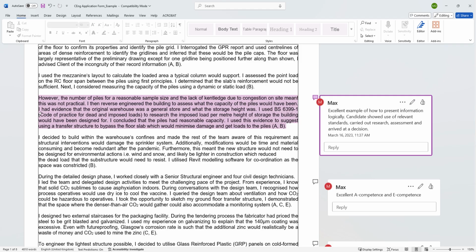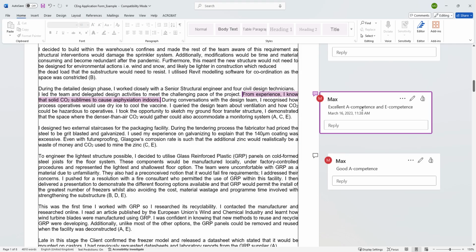I used this evidence to suggest using a transfer structure to bypass the floor slab, which would minimize damage and get loads to the piles. So this is competence A and B, as you see in the paragraph, in the parentheses. Like we said, excellent example of how to present information logically. The candidate showed use of relevant standards, carried out research, assessment, and arrived at a decision.